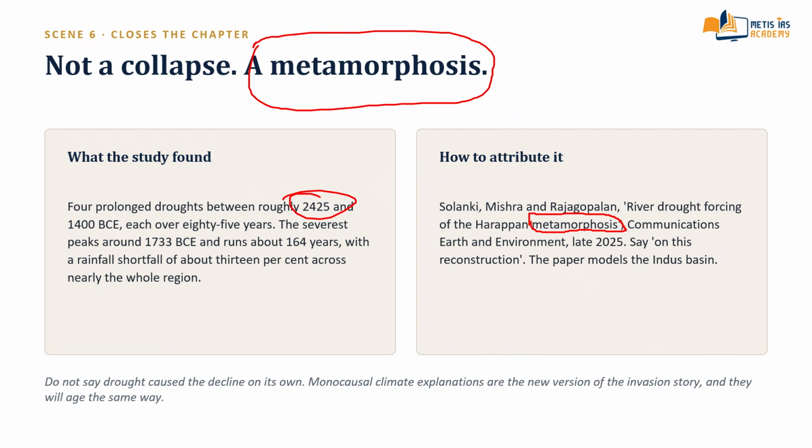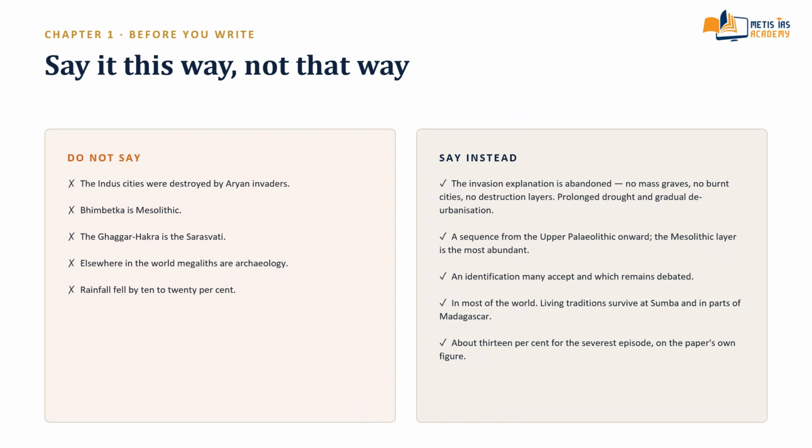And watch what the archaeology shows people doing in response, because this is the human, and the interesting part. They adapted. Water-hungry wheat and barley give way to drought-resistant millets.